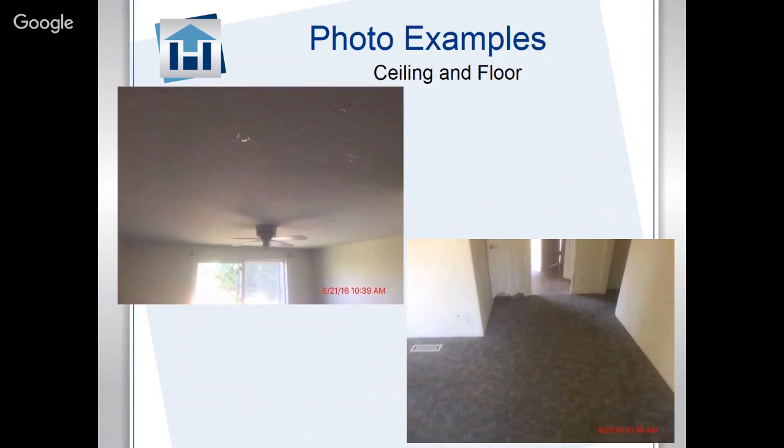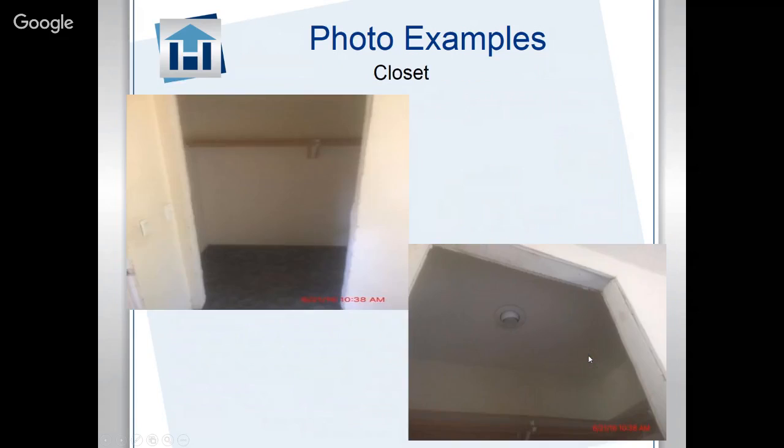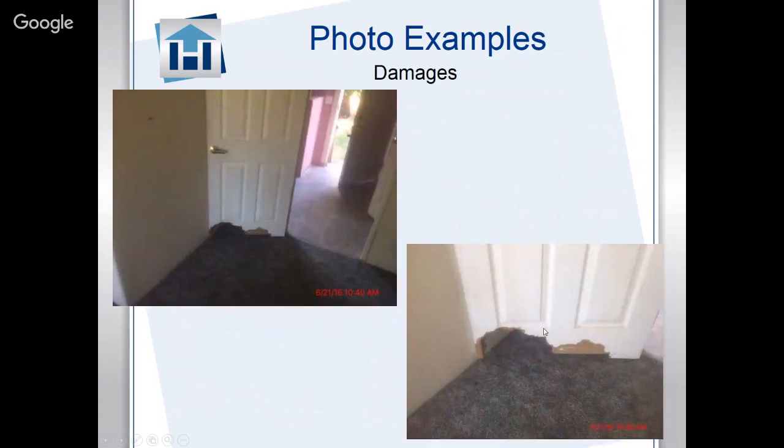All right, then the person also gets pictures of the ceiling and the floor. They all look like they're in fairly okay condition. And then here's the closet, a picture of the floor and kind of halfway up the wall, and then the ceiling in the closet. And then here's some close-ups on damages, and this is really important before you leave a room. If there's any damage there, get some close-ups on that.